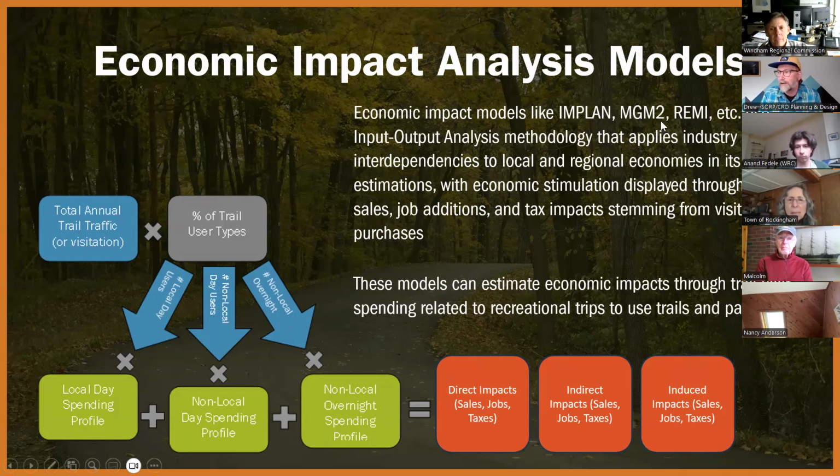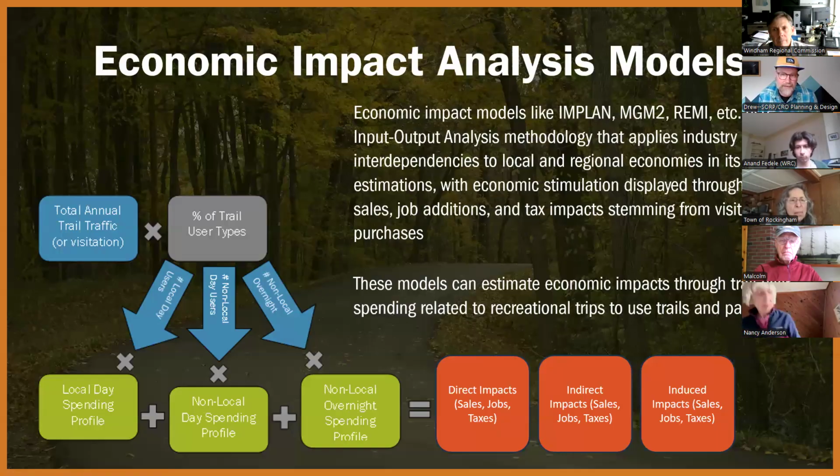The MGM2 model is a free model developed by the National Park Service. It's an Excel spreadsheet. It works very similarly to IMPLAN, but is a little bit more simple in the data, and it's not specific to your state or your zip code. It's more averaged across rural communities, suburban communities, and urban communities. And so the data is a little bit less specific, but it's free and does a lot of the same things.